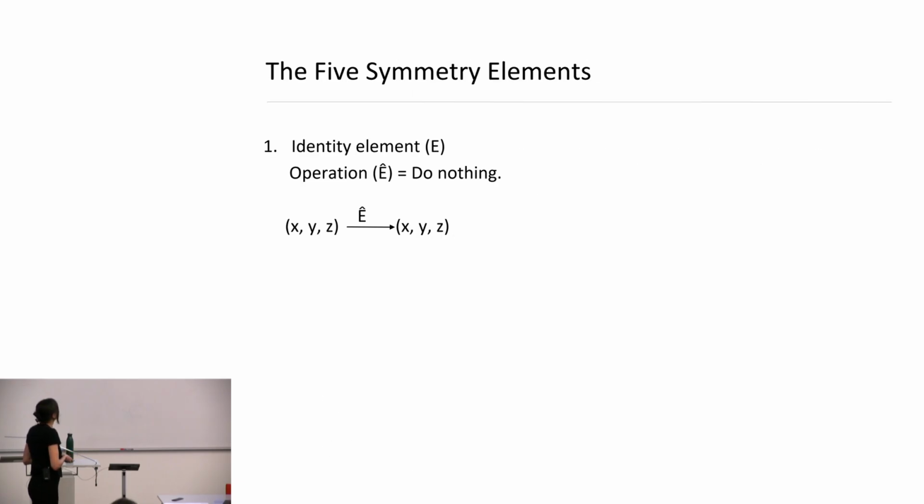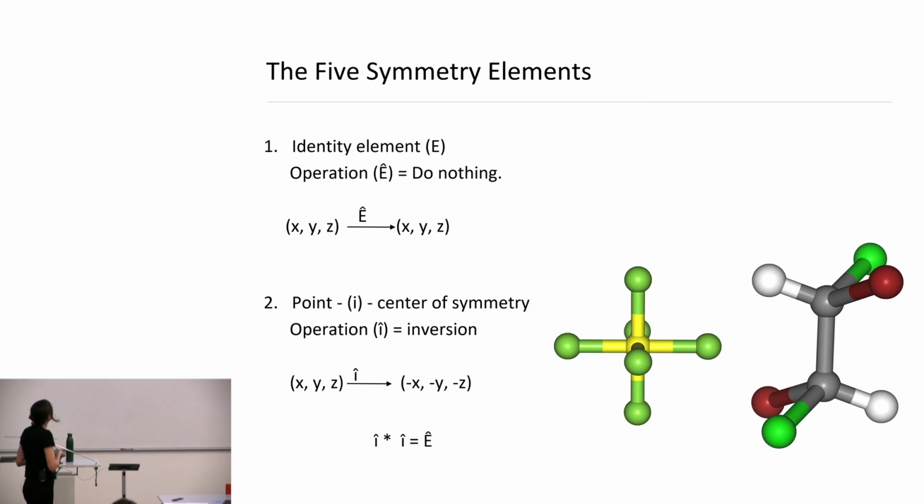So basically, let's start with the identity element. This is the easiest one, and I'm always going to define these within a coordinate system. So every object, of course, has the identity element. This is fundamental in group theory, and that means for every point x, y, z, when I operate the identity element on it, I get back x, y, z. I do nothing. So that's probably the easiest one to understand and the one that by definition must always be there.